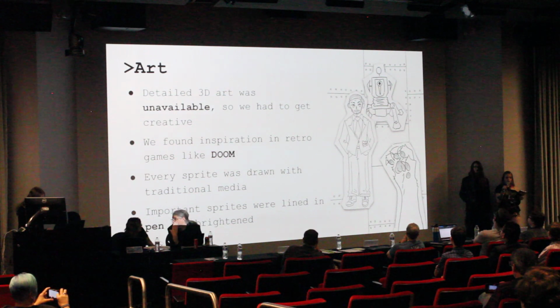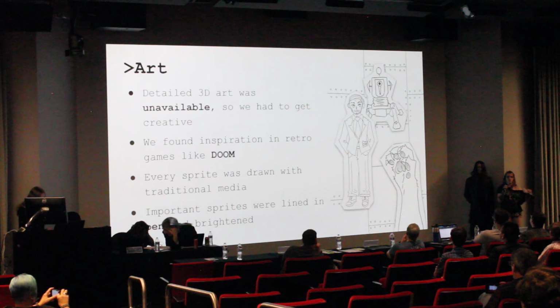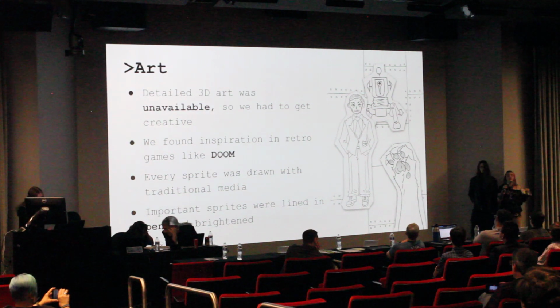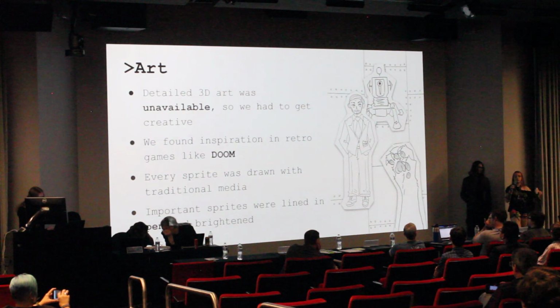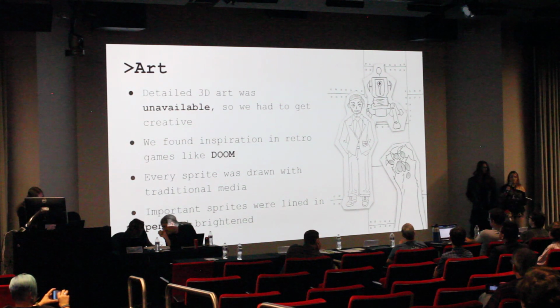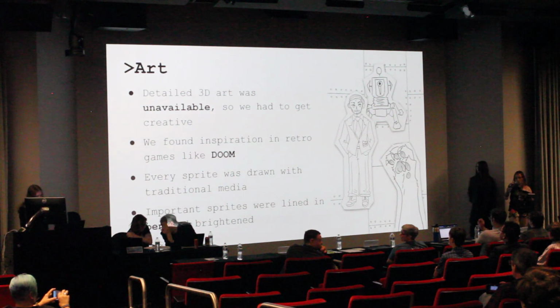So yeah, and then also something else we wanted to really make sure was happening is that you could tell what was interactive and what wasn't. So everything like ceiling, floor, walls were all only drawn in pencil and then darkened, and then everything you can interact with, so yourself, boxes, enemies, were all outlined in pen and then brightened. So that way we created a unique art style and also sidestepped a big hurdle in our development.